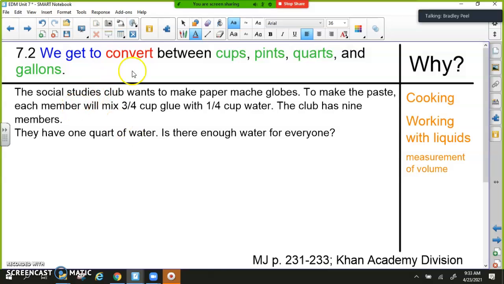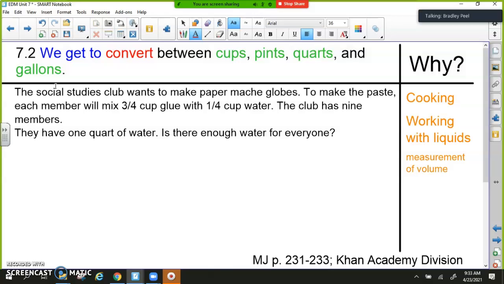So when you see a number story like this, it's really important. When you look at your book today on page 232, there's a recipe there, there are some instructions. It's really important to read the instructions and understand the instructions. I'll go ahead and read it. The Social Studies Club wants to make paper mache globes. You guys just got done making paper mache, but not globes, right? To make the paste, each member will mix 3/4 cup glue and 1/4 cup water. Club has 9 members. They have 1 quart of water. Is there enough water for everyone?